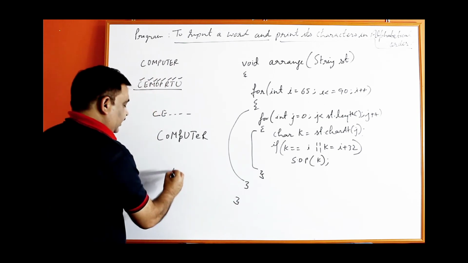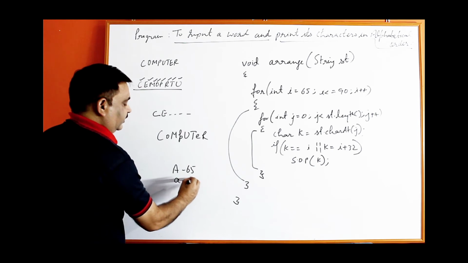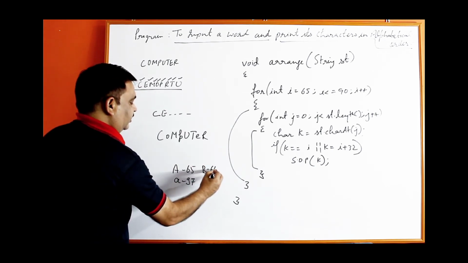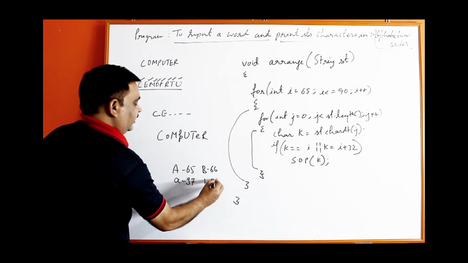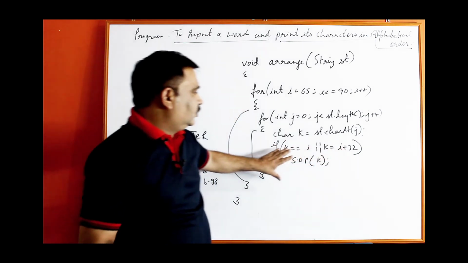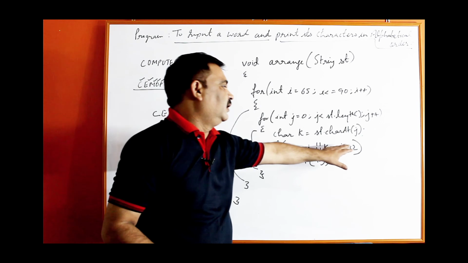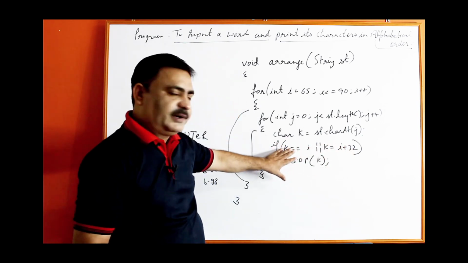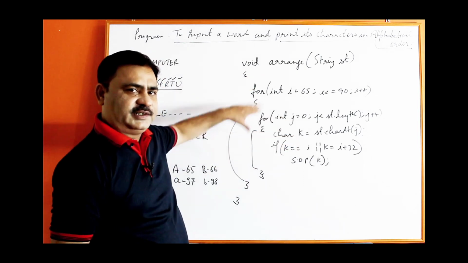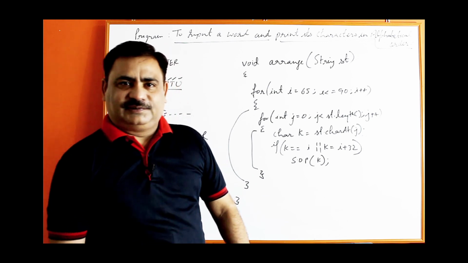Because capital A has code 65 and small a has code 97. So the constant difference is 32. In the same way, capital B has 66 and small b has 98. So the constant difference is 32. So k can be equivalent to either i, which may be 65, or it can be equivalent to 97. Whether it is capital A or small a, it will print first. Then the same way B and C and so on. That's all. Thank you.